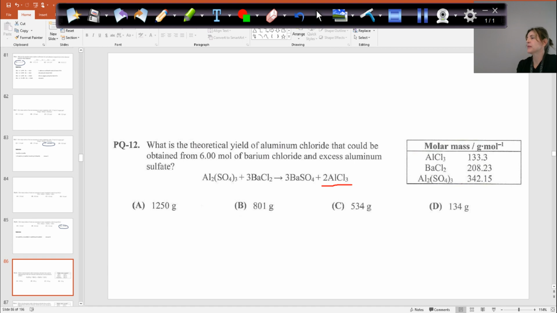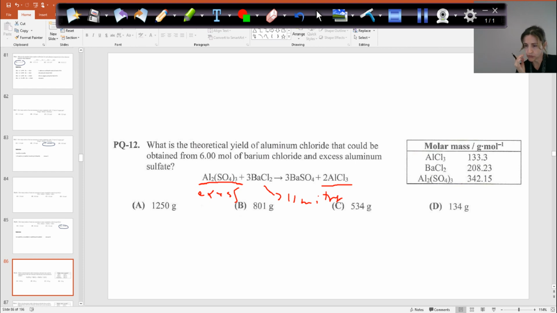Anybody remember what the limiting reactant is? It is the one that runs out first, the one that determines how much product you can get. So what this tells us is that we have tons of aluminum sulfate. So this is excess, and this is going to be limiting, which means we're going to do all of our calculations using the amount of barium chloride given, and we don't worry at all about the aluminum sulfate because that means we have enough of that.